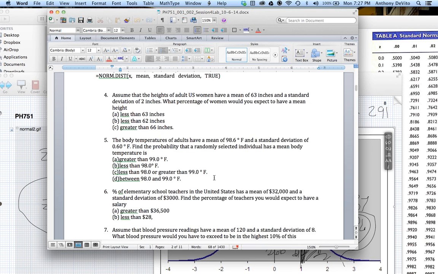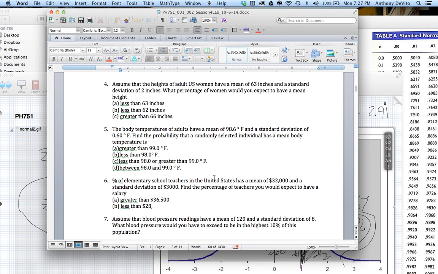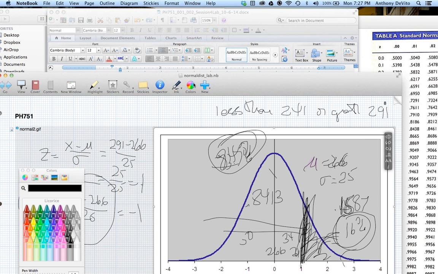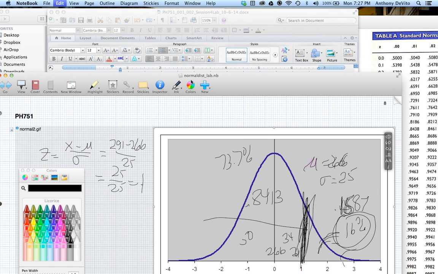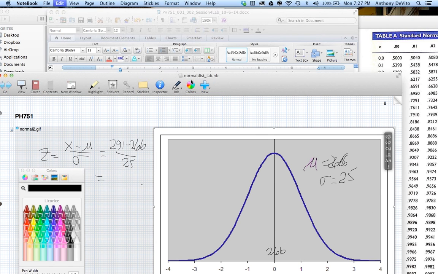Okay, solve the following problems using the Z table or Excel. So let's give Excel a try now when we take a look at these next few problems. Okay, so assume the heights of adult U.S. women have a mean of 63 inches and a standard deviation of 2 inches. If it's really ridiculously simple, I may make some adjustments there.